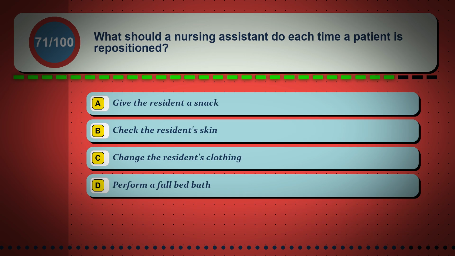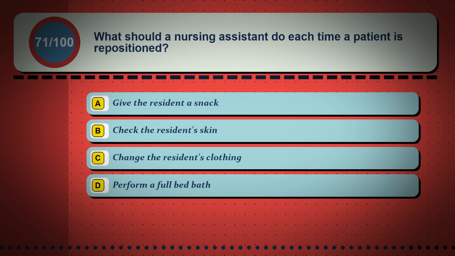Question 71. What should a nursing assistant do each time a patient is repositioned? Option A, give the resident a snack. Option B, check the resident's skin. Option C, change the resident's clothing. Option D, perform a full bed bath.